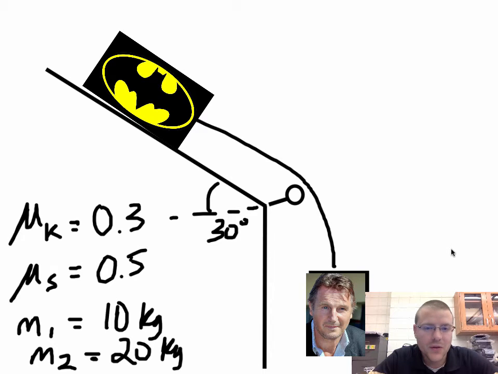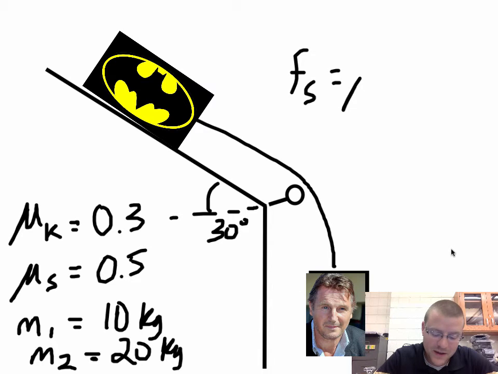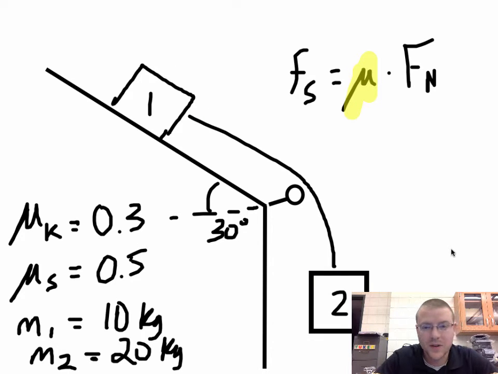And the first thing you need to know is, are these two things actually going to slide? Are they actually going to go over the hill? So in that case, we need to look at our max static friction. And our max static friction is going to be mu times our normal force. So mu is already given to us. It's here as 0.5. So we're good there. We need to find the normal force.